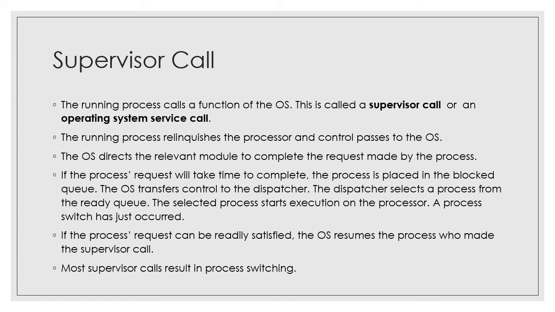If the process request will take time to complete, the process is placed in the blocked queue. The OS transfers control to the dispatcher. The dispatcher selects a process from the ready queue. The selected process starts execution on the processor. Tada! A process switch has just occurred. If the process request can be readily satisfied, the OS resumes the process who made the supervisor call.